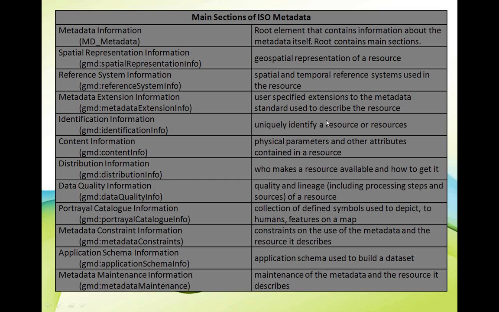If I want to know what steps were used in processing this data, I'm going to look in data quality information. But if I want the general information, such as what's the title of this data set, what are the bounding coordinates, what's the purpose, who do I contact, what time periods does this cover, that's all going to be the basic information about that resource, which is found in identification information.